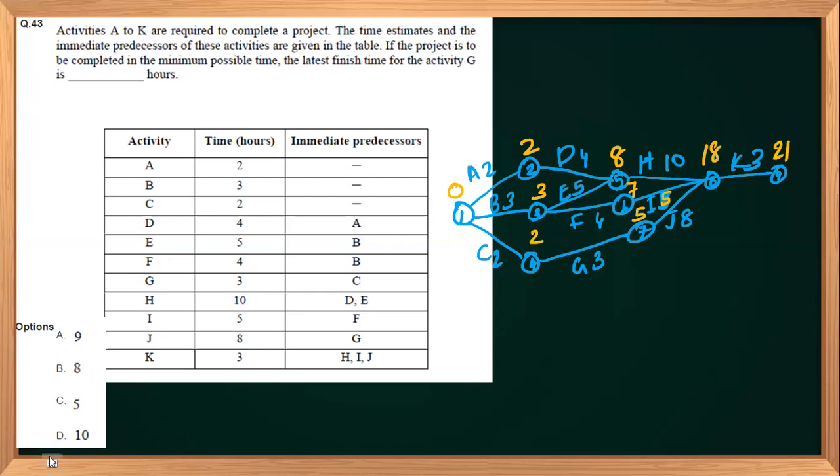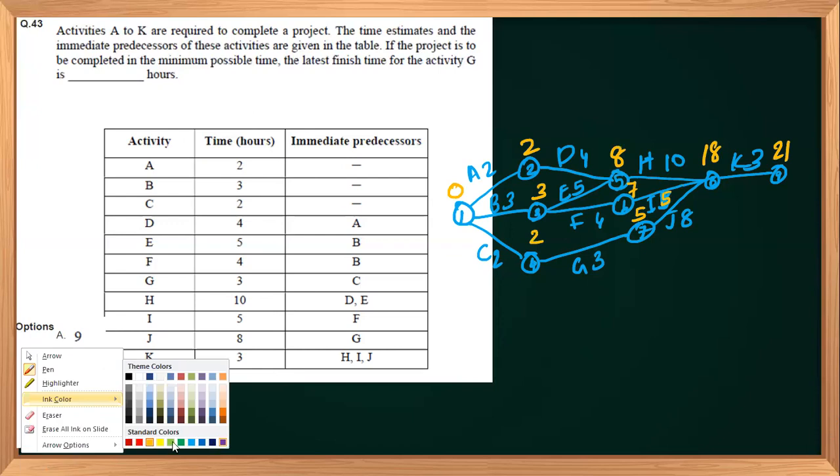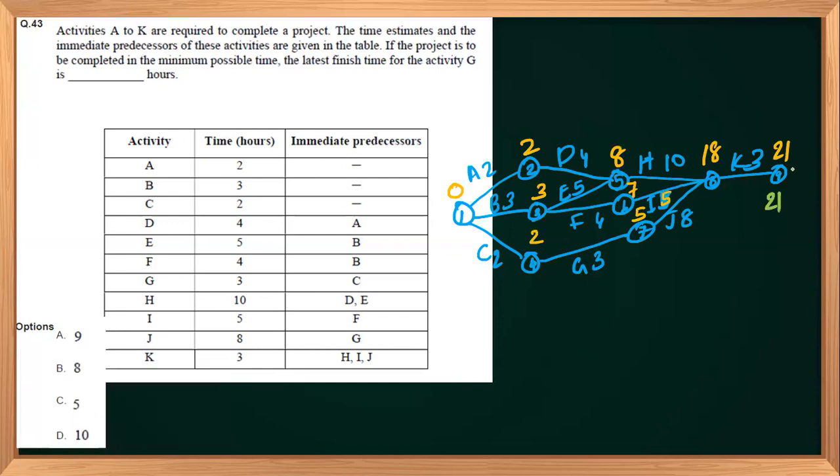Now we will do the backward passing. In the backward passing, we will start with 21. 21 minus 3 is 18. Okay, 18 minus 8. We have to find out the latest finishing time for G. So we will only do this one, or we can complete it and see. 18 minus 8 will be 10. 18 minus 5 will be 13. 18 minus 10 will be 8.